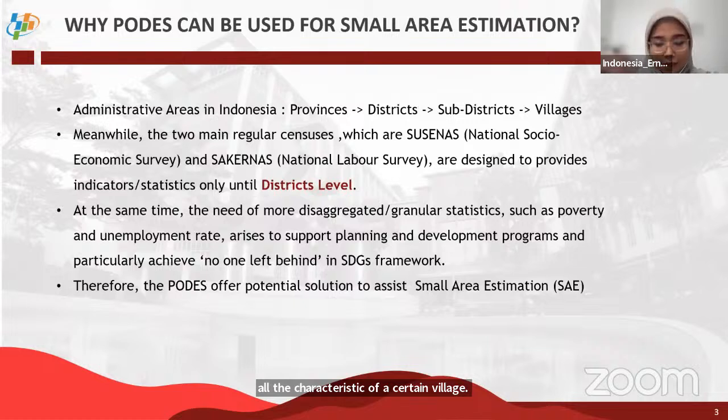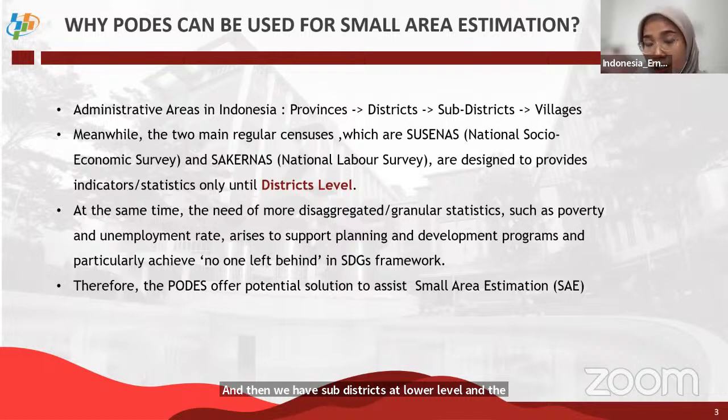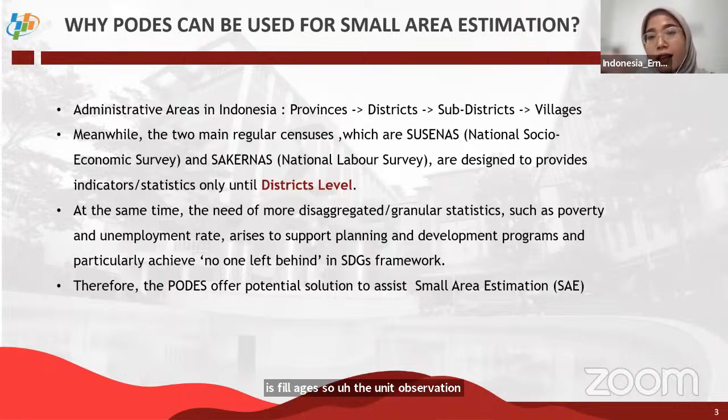So just to give you an idea about the administrative areas in Indonesia. Indonesia contains 34 provinces, and they are broken down into districts, and then we have sub-districts at a lower level, and the lowest level of administrative areas in Indonesia is villages. So the unit of observation of PODES is the lowest administrative area in Indonesia, which is villages.